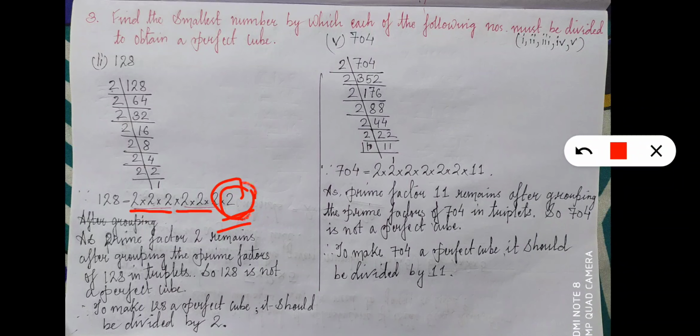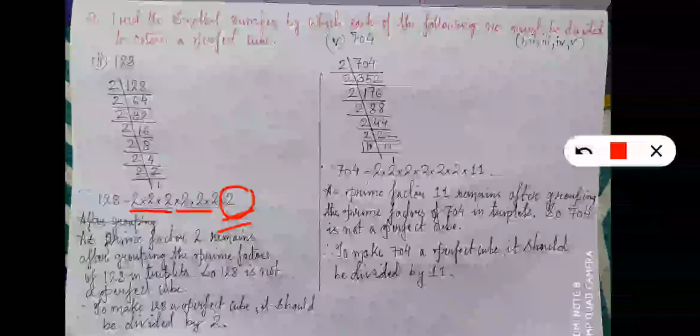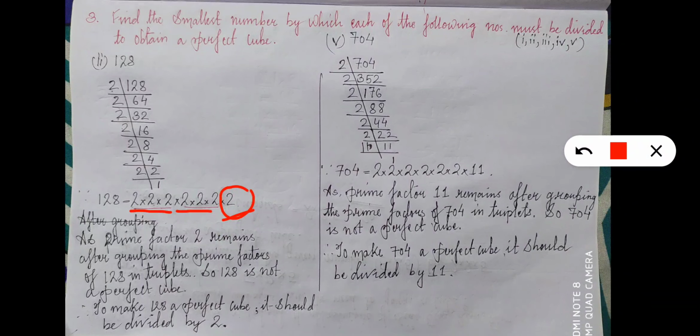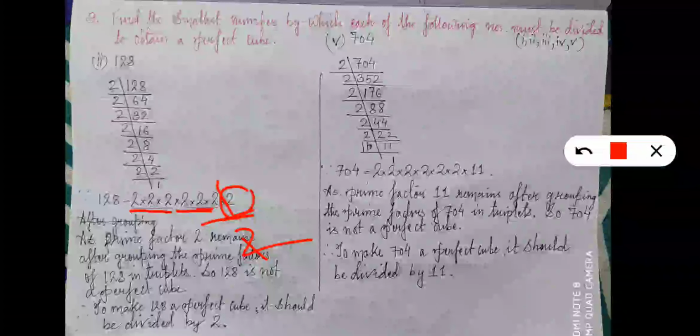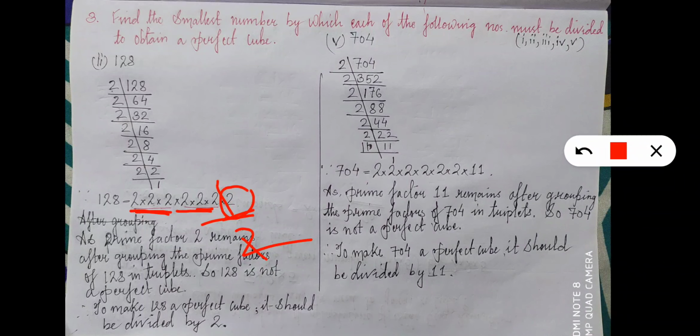So if the question is what should be multiplied, you will have to write 2 times 2, that is 4 should be multiplied. But if it is what should be divided, the same number that is left should be divided. So 2 is left, so it should be divided by 2, so that this 2 and 2 will get cancelled and it will be a perfect cube, because all the prime factors are in groups of triplets, isn't it?